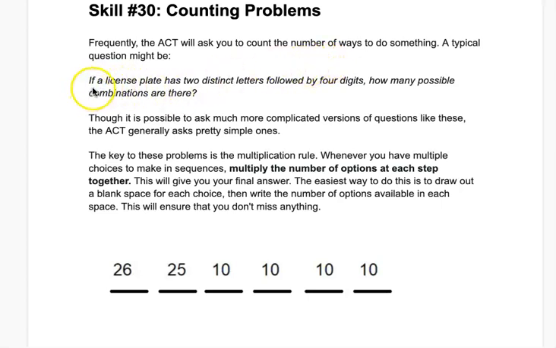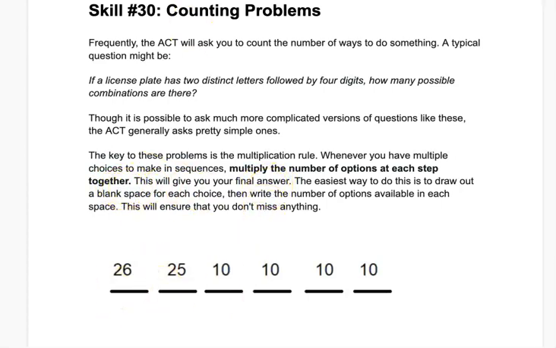Basically, these are questions about the number of ways you can count something. An example might be, if a license plate has two distinct letters followed by four digits, how many possible combinations are there? When they're asking about combinations, this is a counting problem. You can ask this in pretty hard ways, but this is a pretty straightforward question, and it can be easy to mess up. So the first most important thing is the multiplication rule. Whenever you have multiple choices to make in sequences like this, you multiply the number of options at each step together. And that gives you your answer.